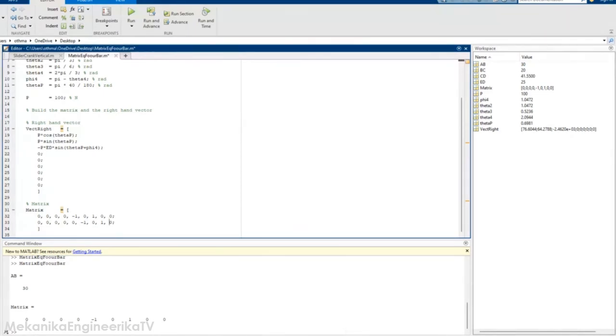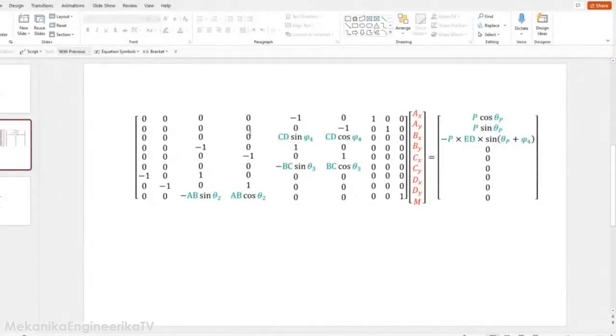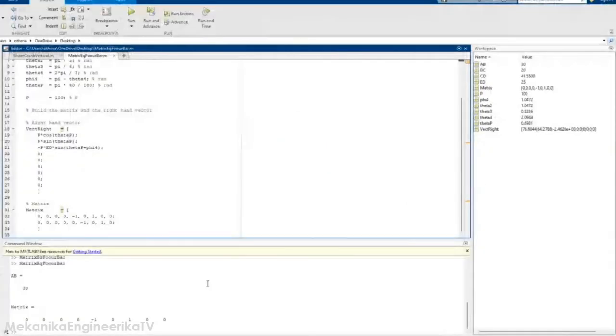I can move to the third row. In the third row, I will have four zeros. I will have CD sine 54, CD cosine 54, and three zeros. So this is what I will tell MATLAB for the third row. I will have 0, 0, this is the first four. Then I will have CD times sine 54. Then I will have CD times cosine 54, and I will have three zeros.